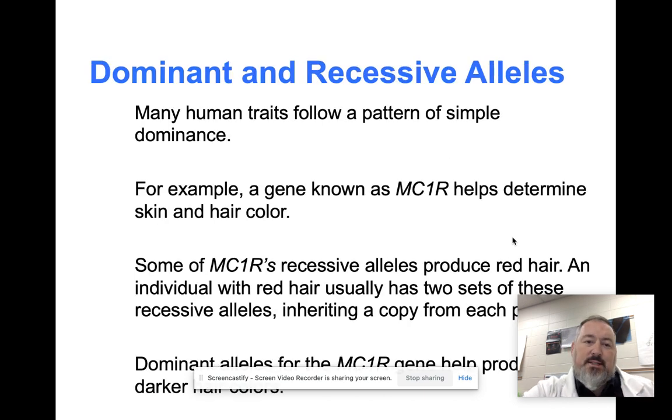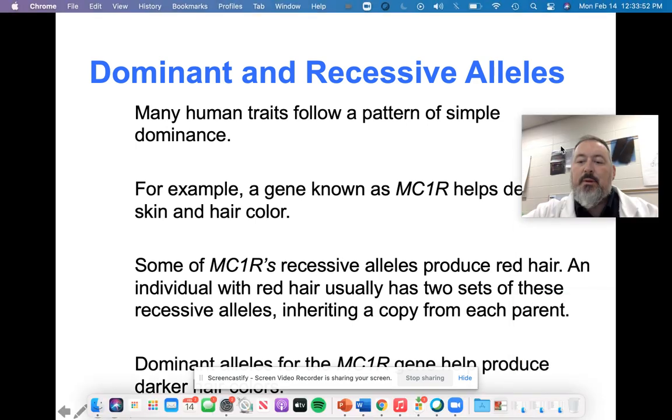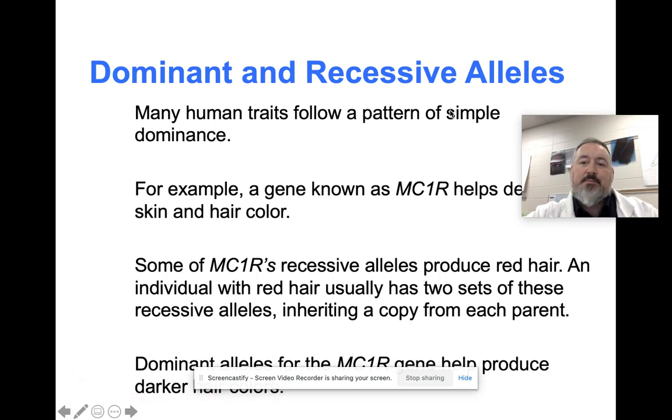Now, for dominant and recessive alleles, many human traits follow the simple pattern of dominance. For example, a gene known as MC1R helps determine skin and hair color. Some of the MC1R recessive alleles produce red hair. An individual with red hair usually has two sets of these recessive alleles, inheriting a copy from each parent. Dominant alleles for the MC1R gene help produce darker hair colors.